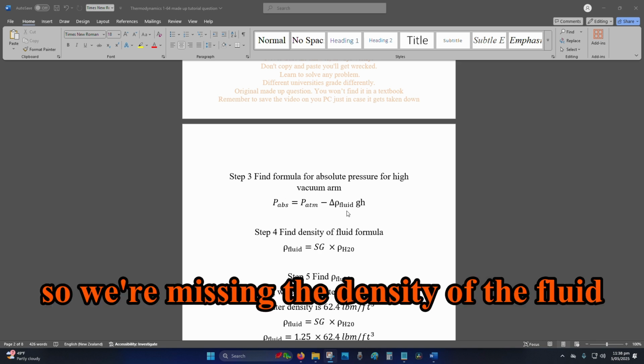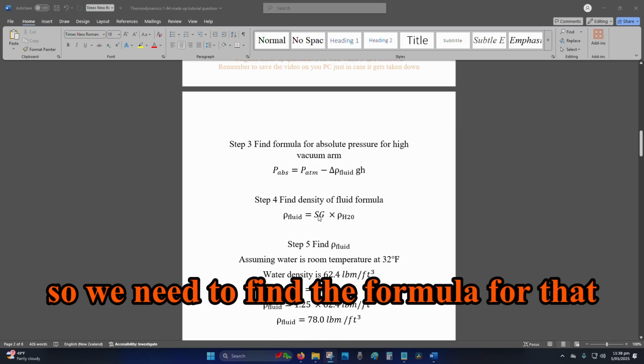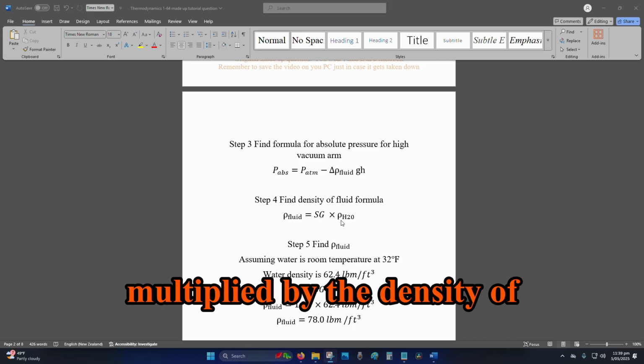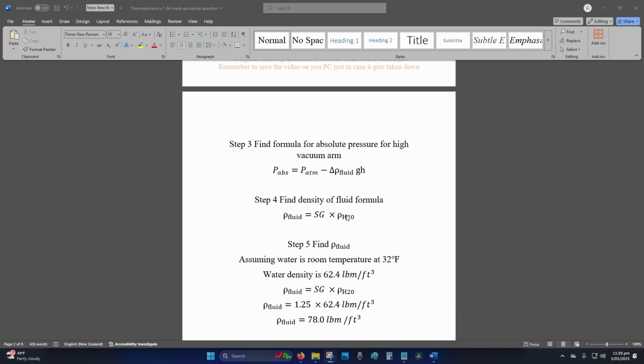Okay, so we're missing the density of the fluid, so we need to find the formula for that. It is just the SG, the specific gravity, multiplied by the density of water.